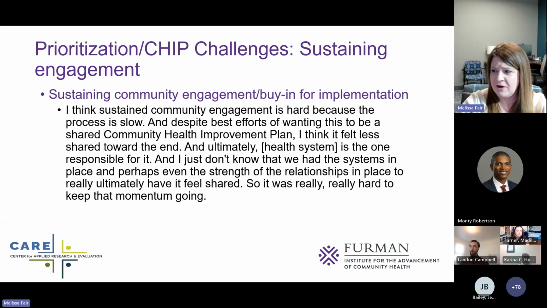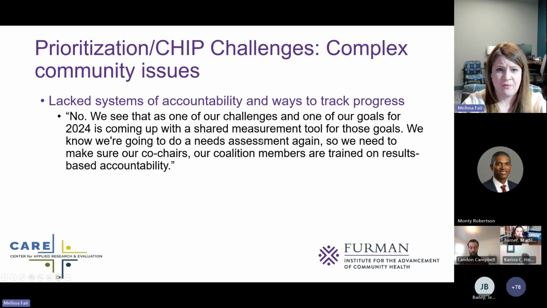Another one was, how do you sustain engagement and buy-in both internally and externally? Here we saw that they thought community engagement was hard because the process was so slow. They really wanted it to be a shared community health improvement plan. But as time went on, it felt less and less shared. And ultimately, the health system was the one responsible for it. So they recognized that they needed to have systems in place to strengthen their relationships and make it feel like a shared endeavor. It hindered them from keeping their momentum going.